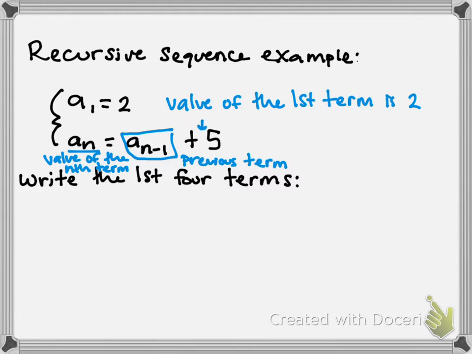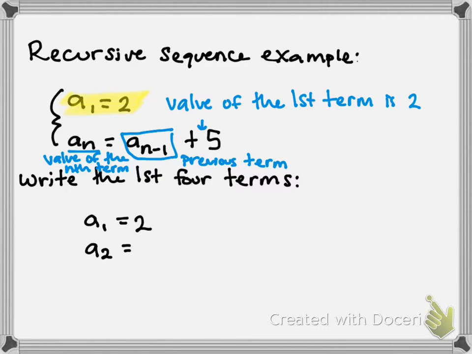So the question is asking me to write the first 4 terms of this sequence. So the first term, a sub 1, is equal to 2. How do I know that? Well, they told me that right here. All right, so I need to find the value of the second term. So how am I going to do that?